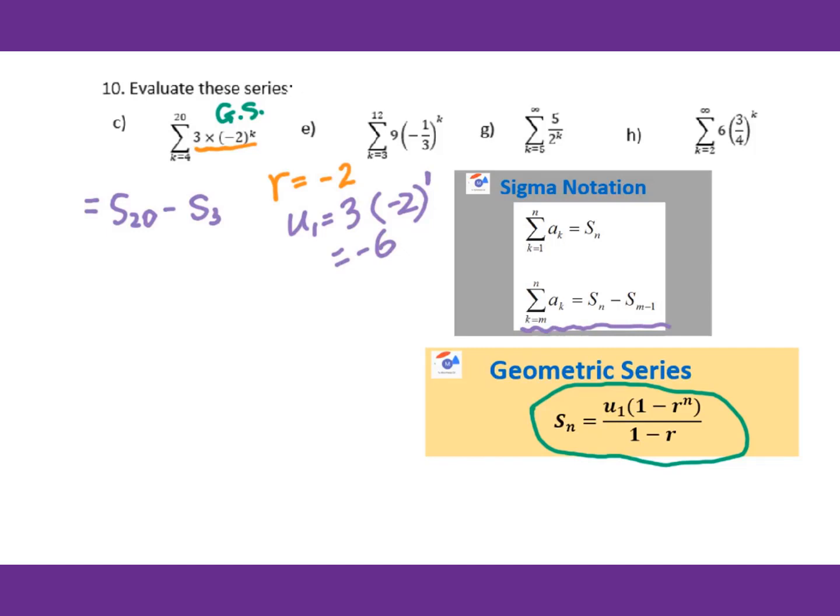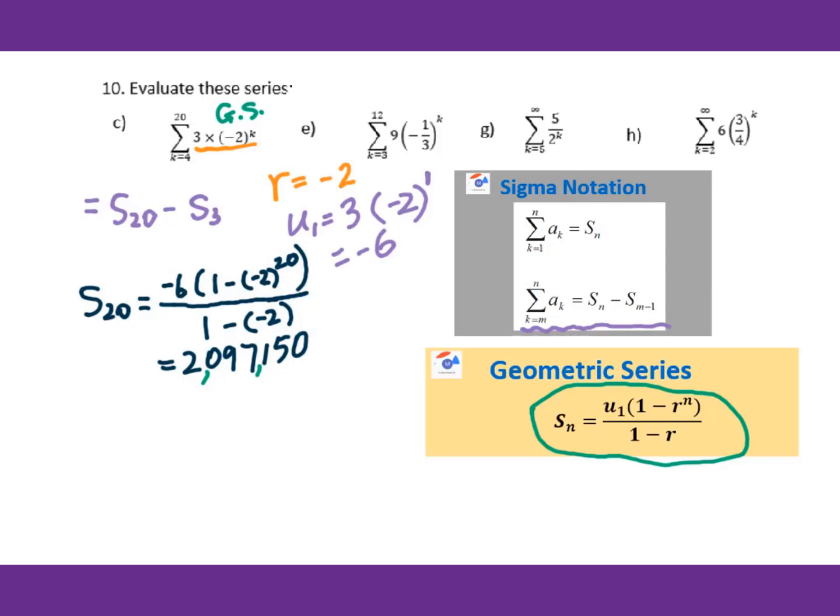As long as you know the first term and the ratio, you can get the geometric series. Therefore, S sub 20 equals u sub 1, that's negative 6, times 1 minus negative 2 to the 20th power, over 1 minus negative 2. You will get 2,097,150.